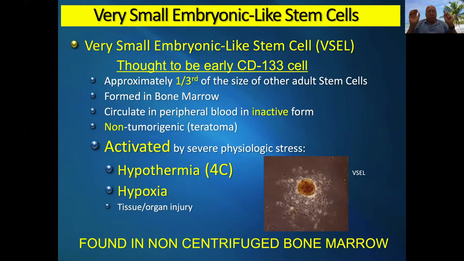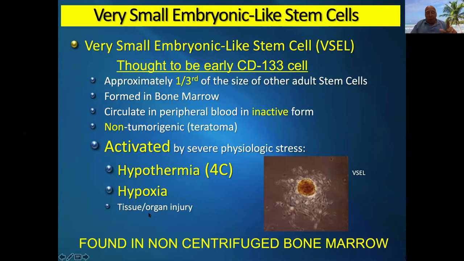But what we do is, once we take the blood from the patient, we process it. The real trick here is 4 degrees centigrade. Remember I told you about 4 degrees centigrade for PRP? Well, guess what? 4 degrees centigrade and hypoxia seem to stimulate these cells, and they now become active. Now, these cells are also found in non-centrifuged bone marrow. And that's an important aspect when we get into bone marrow.